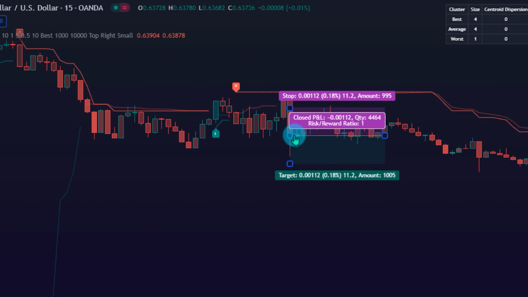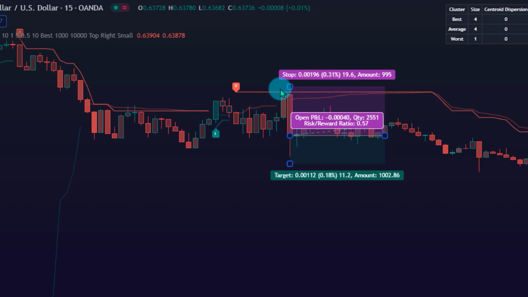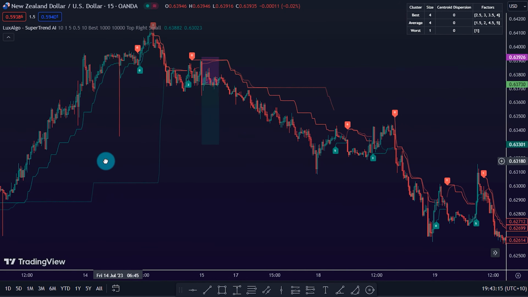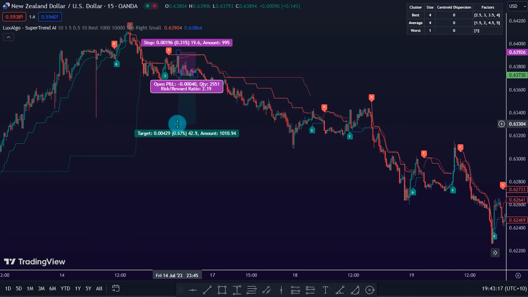Traders can then go short at the close of the strong bearish rejection candlestick and place stop loss above the red trailing stop. Traders should exit the sell position whenever the price closed above the red trailing stop in the newly formed downtrend.